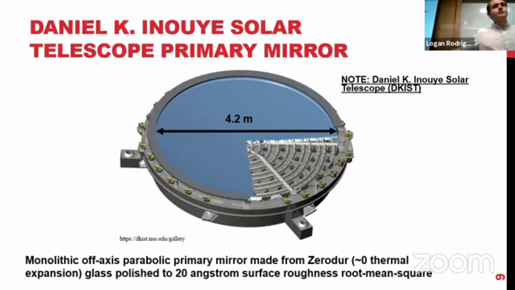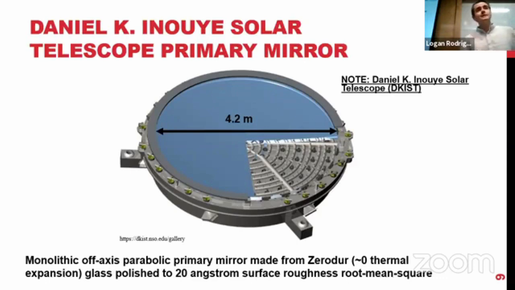It's a 4.2 meter diameter off-axis parabola. It's made from something called Zerodur. And suffice to say that that just means that when it heats up or cools down, it doesn't change shape very much. It was extremely expensive because of that Zerodur. And it was polished to 20 angstrom surface roughness, root mean square. That's RMS, which again, I'll refer to.